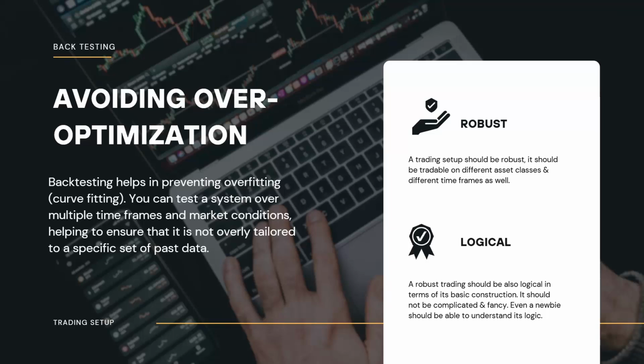Now, avoiding over-optimization. This is where I believe many of the beginners make a lot of mistakes. Even I have made a lot of mistakes in my career. Now, when you're making a trading setup, you should be very, very open to this particular thing: robust. A trading setup should be extremely robust in nature. It should be tradable on different asset classes. It's like if you say that your trading setup works on Nifty, but it does not work on Bank Nifty because it's very volatile, then I'm pretty sure that your trading setup will not work in the future. Not futures trading, I'm saying in the upcoming years.